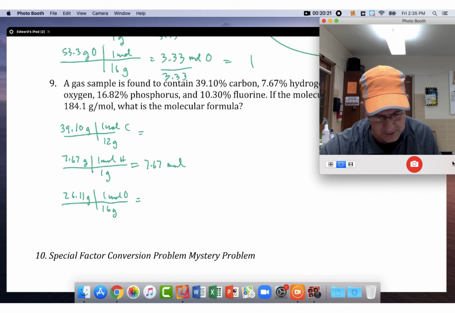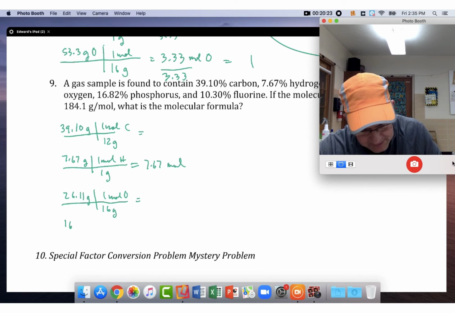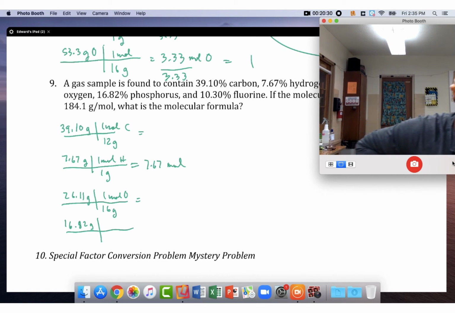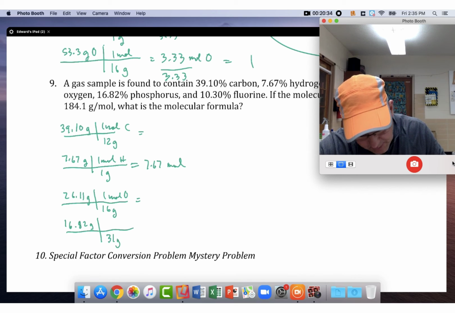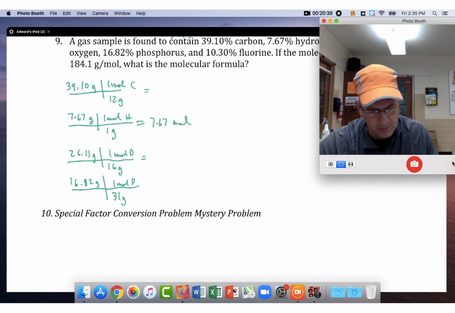Oh my goodness, this is a big one. We have 16.82 grams of phosphorus, and phosphorus is 31, I believe. Yep. 31 grams on the bottom and 1 mole on top, and that's P. And I'm just going to write right through this thing.